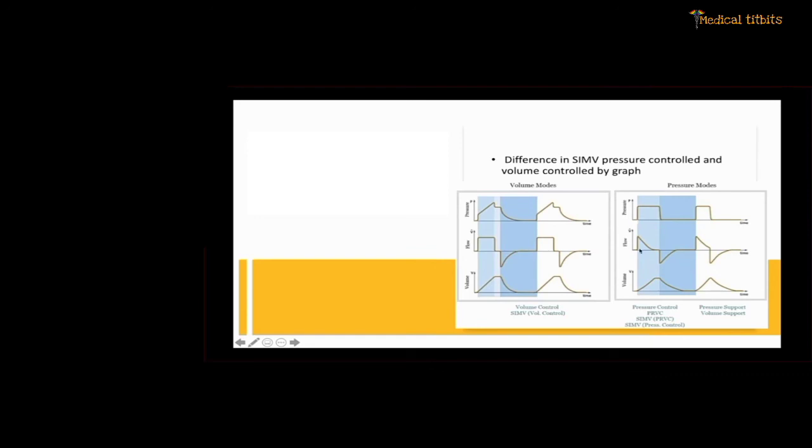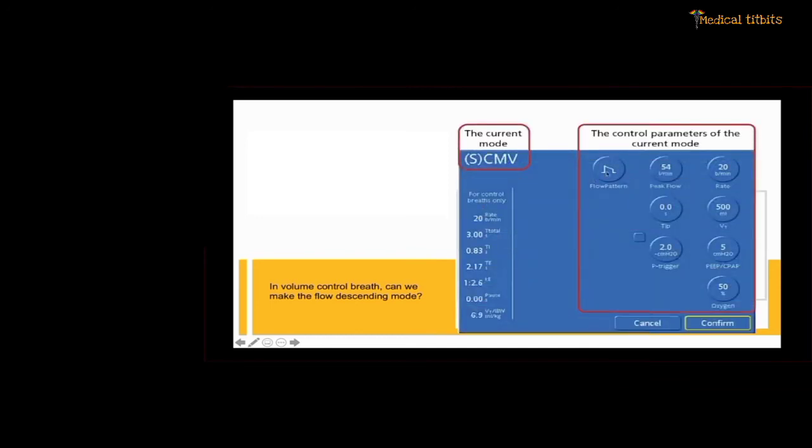In pressure modes, the decelerating flow pattern is usually used. You can see the volume touches the maximum and then waits till the cycling occurs. So this is the typical pressure tracing. Depending on your rise time, the pressure rises to the set pressure, and then maintains till the cycling occurs. In volume control mode, I have already explained, can we have a decelerating flow? Yes, some of the ventilators will allow you to change the flow pattern.